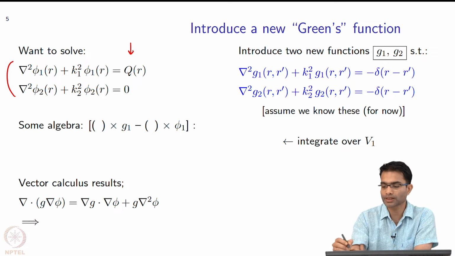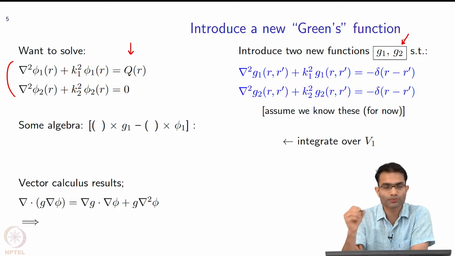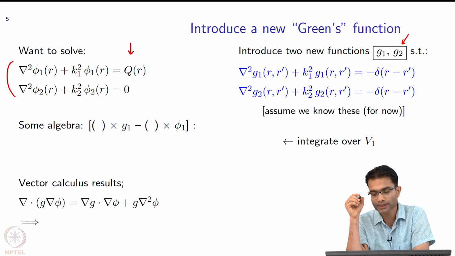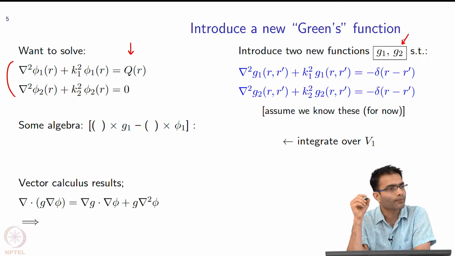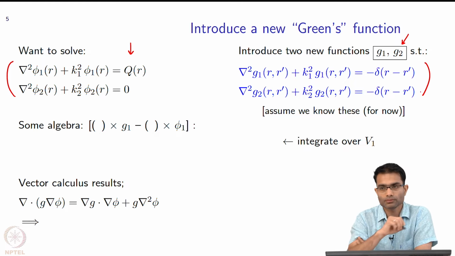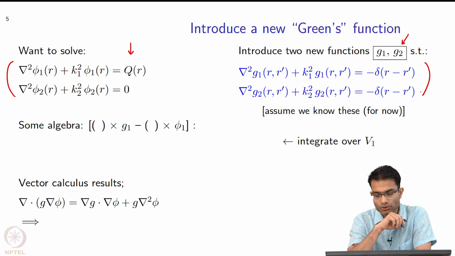So what is the new complication? I have introduced two new functions. I am calling them G1, G2, and what are their properties? They satisfy these two equations. So let us just read out the first equation. So it says del squared G1 plus K1 squared G1 is the negative of a delta function.